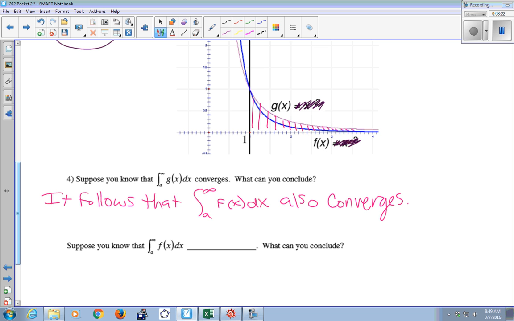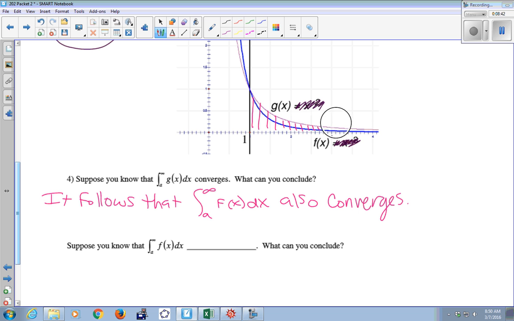Does that make sense? So if you can compare to something, if you know that your integral is smaller than something that converges, you can conclude convergence.